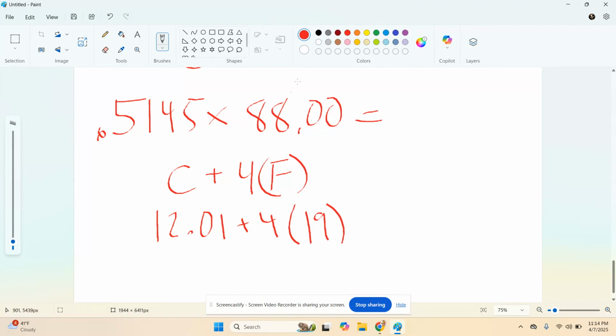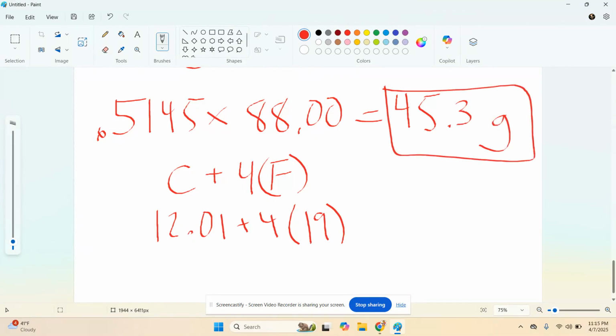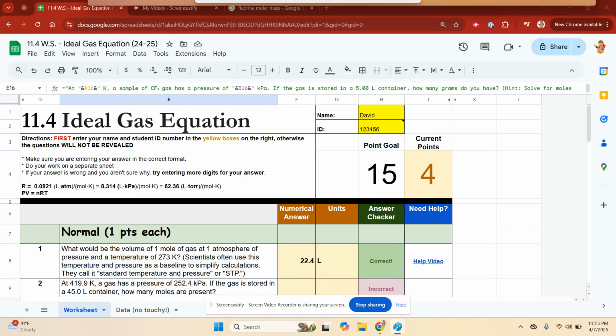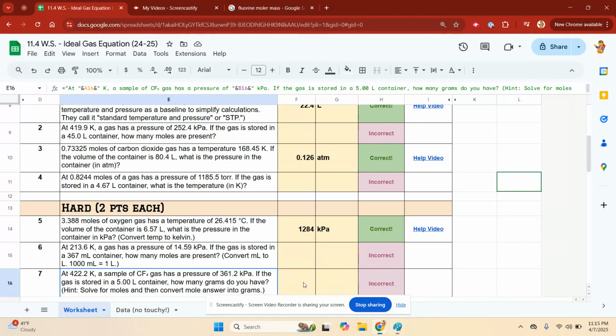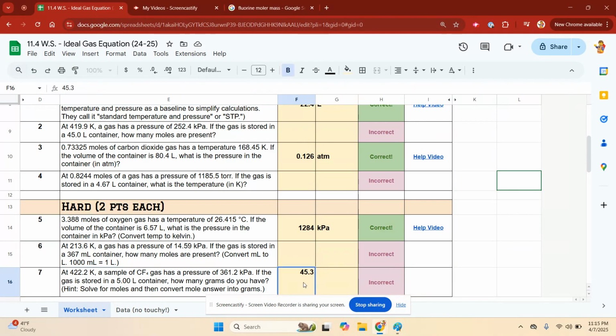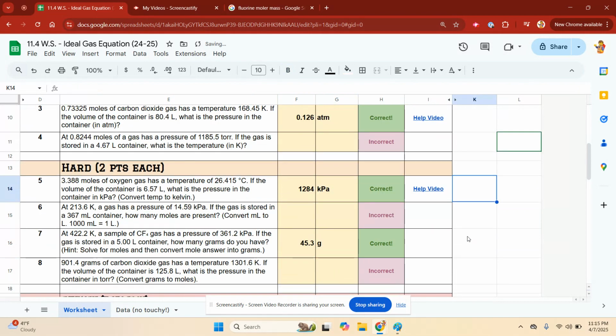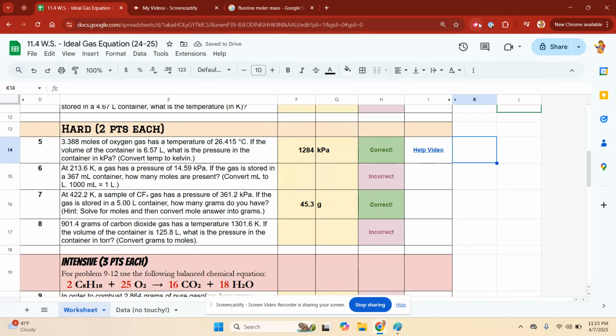So 0.5145 times 88, and I get roughly 45.3 grams. Let me plug that into my worksheet and see if I got it. 45.3. Oh yeah, did it. All right. Bye.